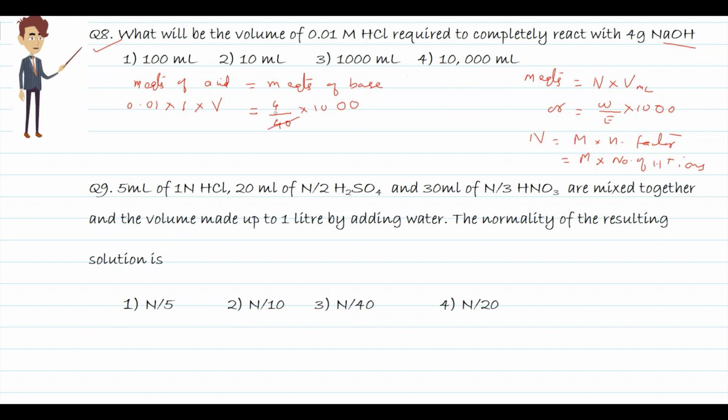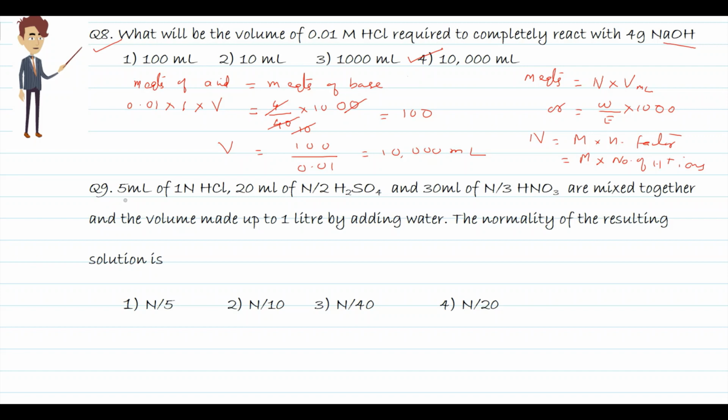Then becomes 10, becomes 100. On rearranging, V equal to 100 divided by 0.01. Result is 10,000 ml. Option 4 is correct.